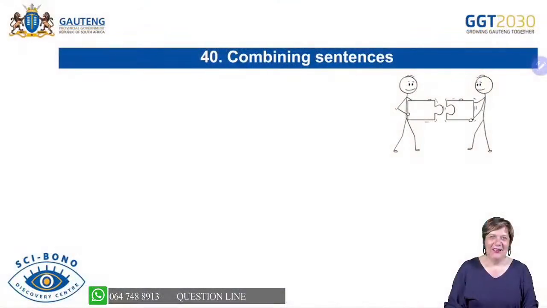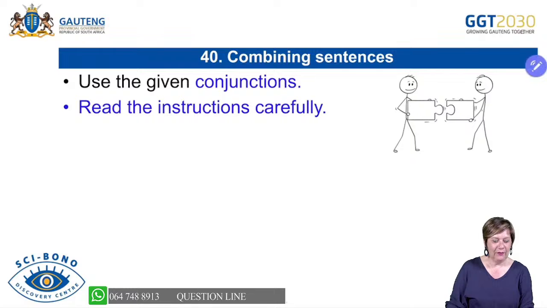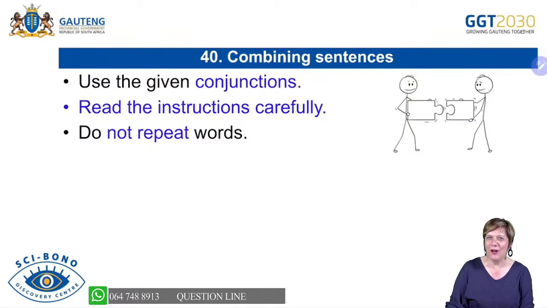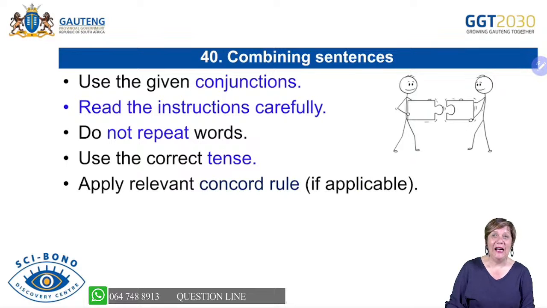Hello and welcome back. We're revising paper 1 and I hope you're still with us. We're busy with question 5, language. Our next step is to combine sentences. Now, please remember, they will give you the conjunction to combine the sentences with. Read the instructions carefully. They might be specific as to which sentence you need to start with. Please remember, don't repeat words. Use the correct tense, be careful for that one, and make sure you apply the Concord rule.